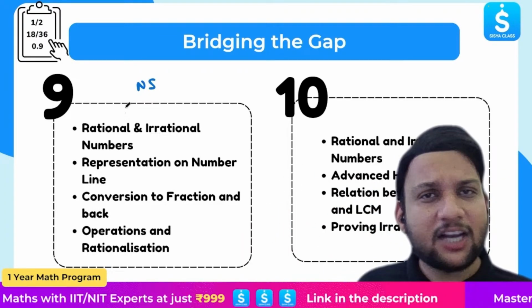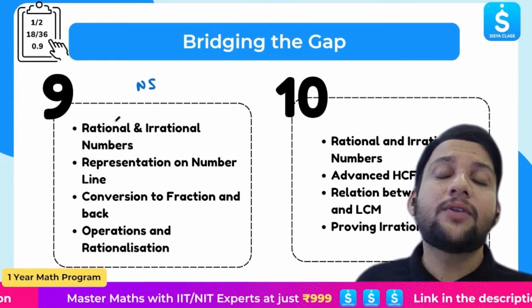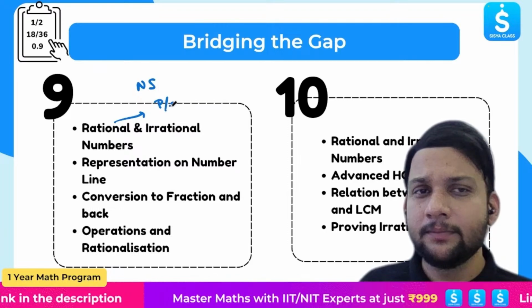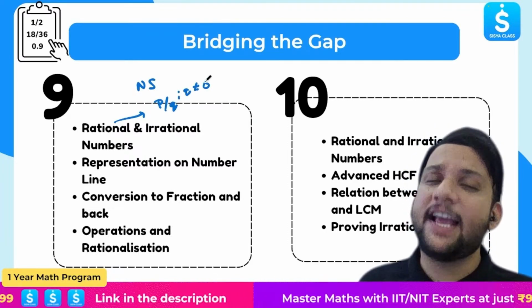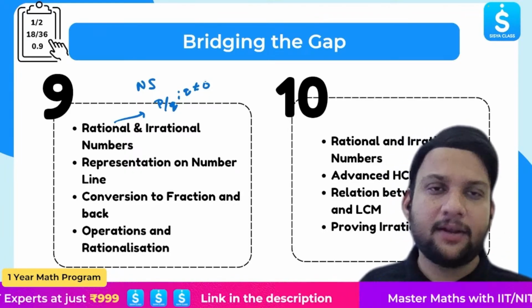We studied what are rational and irrational numbers. Rational numbers are the numbers that can be represented in the form of p by q, where of course q is not equal to 0. This is the one condition. Any number which can be represented in the form of p by q is a rational number. I hope it is clear.